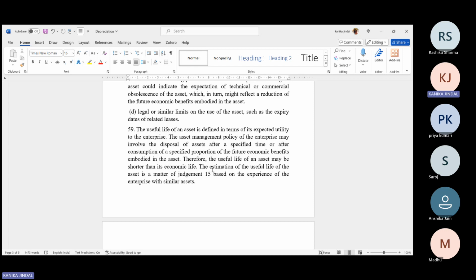The estimation of the useful life of the asset is just a matter of judgment based on the experience of the enterprise with similar assets. So we cannot accurately estimate the useful life of an asset. It is a matter of judgment, which is based on the experience of the enterprise management, which has had similar assets previously.